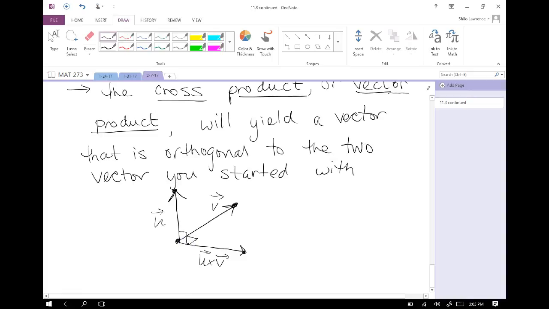So that U cross V, you've got to think of it as being in 3 dimensions. If we started with U and V, U is going straight up, V is going back into the board. U cross V is going to be perpendicular to U, and it's also going to be perpendicular to V. It makes 90-degree corners with both of them, but it does it in 2 different planes.